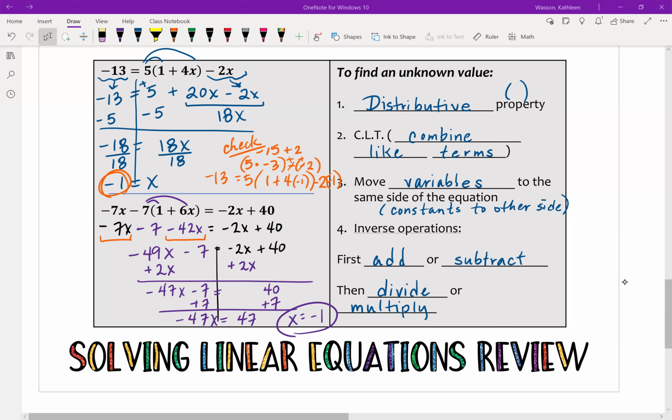You can substitute back into the original equation if you like. Make sure that you go all the way back to the original and put in -1 for each x and verify that the equation is true. This has been our solving linear equations review.